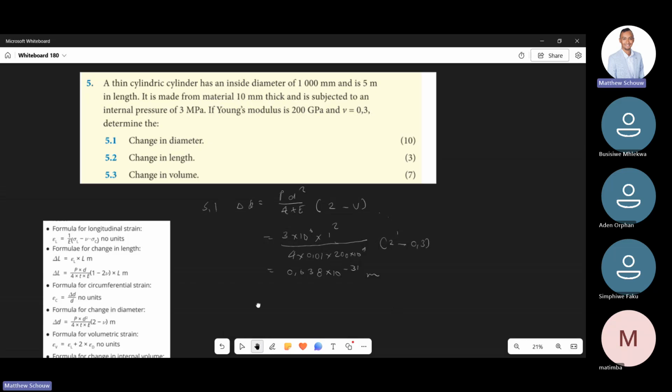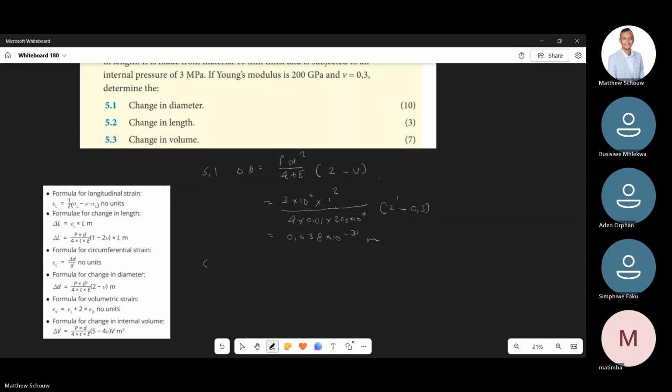Okay. So if you're done with that one, you can do 5.2. And 5.2 is simple. You're just using that formula over here. There are two approaches to calculate 5.2, and maybe we can look at both. Let's see if this is gonna work out. The change in length equals PD over 4TE, and then we have 1 minus 2 times Poisson's ratio. Okay, just get that for me. Just a plug and play.